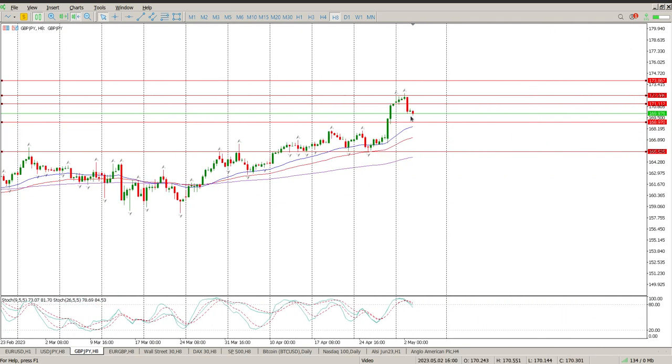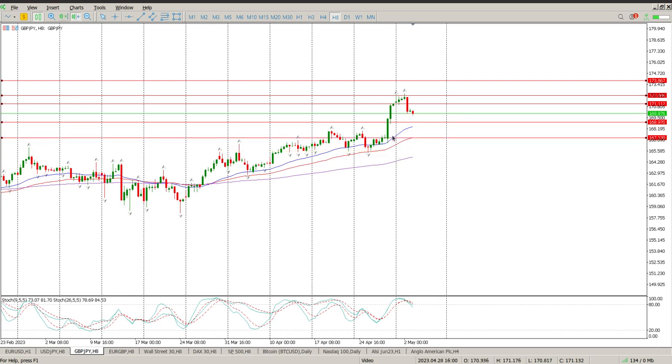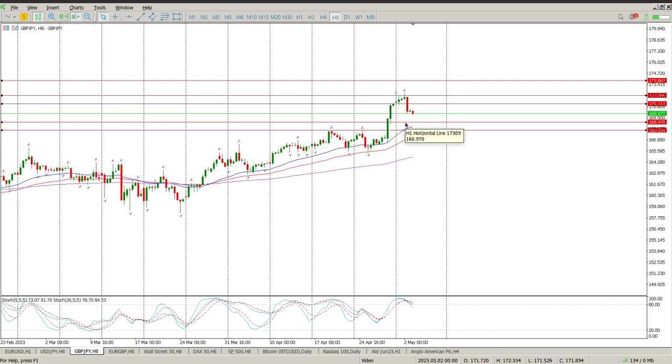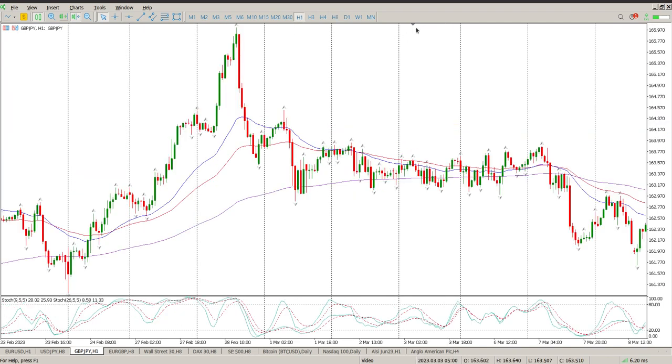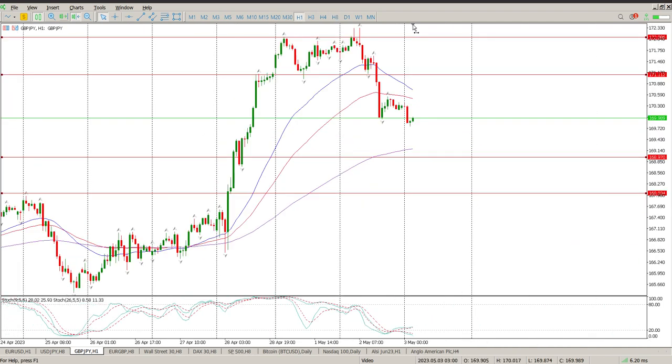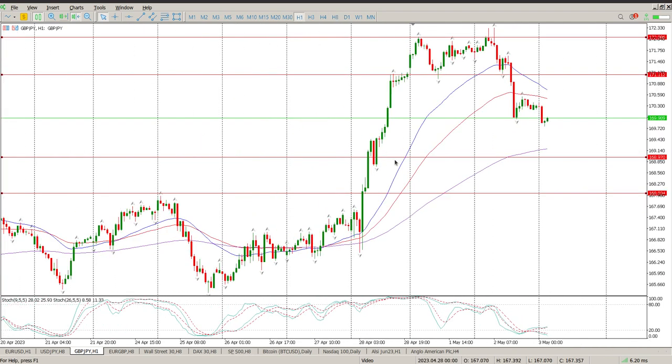So that would be the first area. That would be the second area. So I'm looking for an opportunity to buy from 168.970 to 168.034. If you drop down to the hour, you'll see not much structure here if you look to the left, but definitely an opportunity brewing.